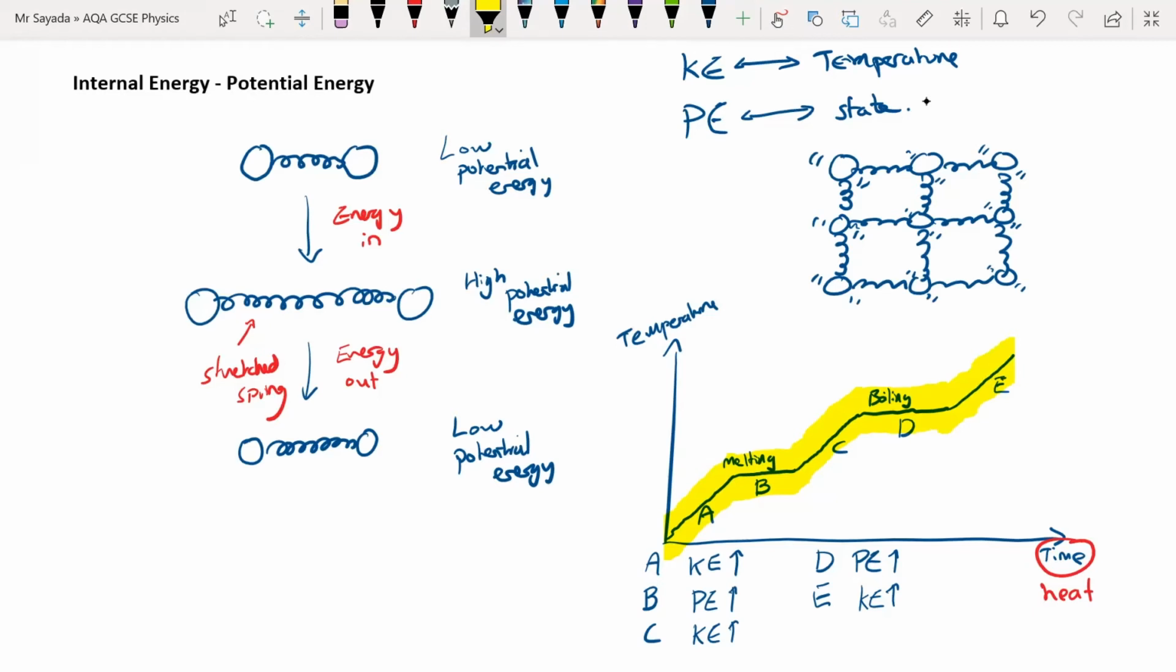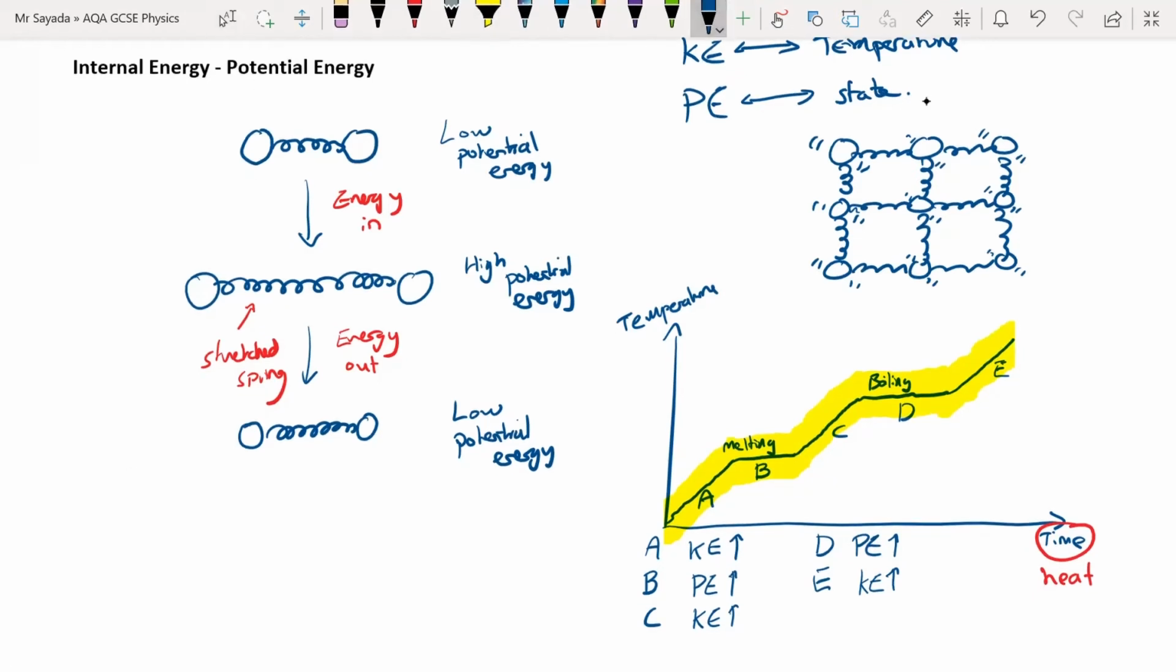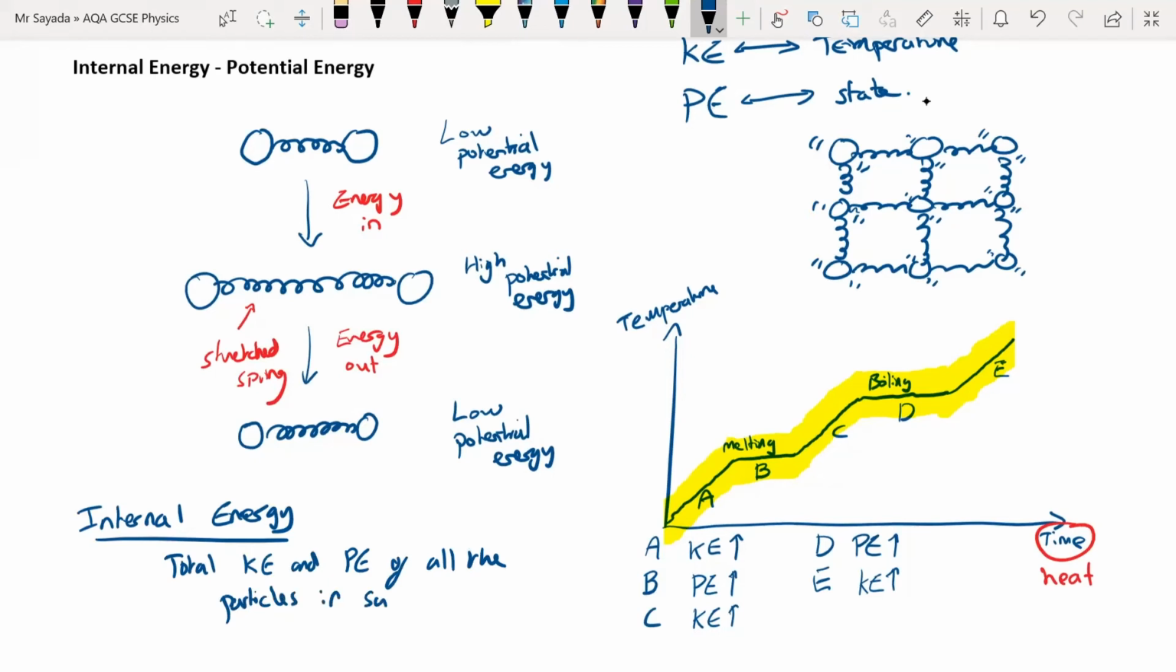Now we have an overall definition for this thing called internal energy. Internal energy is the total kinetic energy and potential energy of all the particles in a substance. So what that means is, when I was heating this substance, I was at all times increasing the internal energy of the substance. At no point did the internal energy of the substance stop increasing.